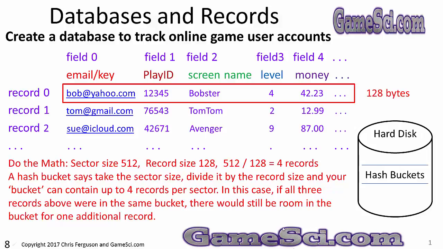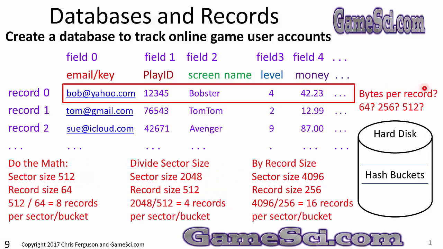Let's do some math. Let's make this a 128 byte record. If we have a sector size of 512 and a record size of 128, 512 divided by 128 equals 4 records. A hash bucket in this scenario says take the entire sector, divide it by the record size, and your bucket can contain up to 4 records per sector. In this case, if all 3 records above were in the same bucket, there'd still be room in the bucket for 1 additional record.